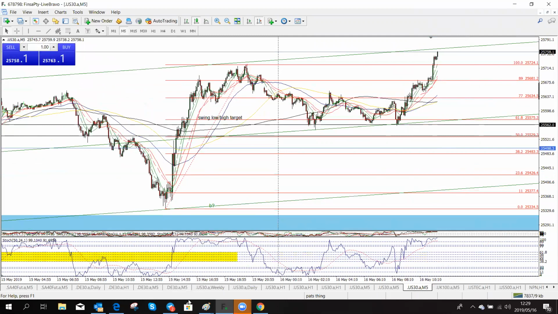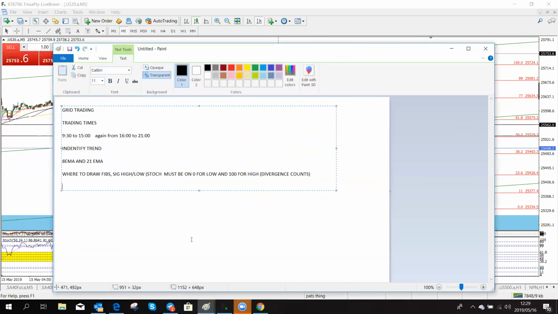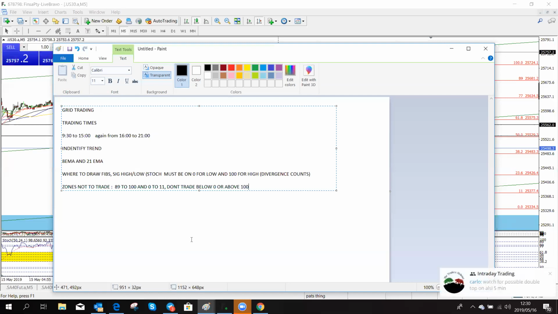Now, the next rule is zones not to trade: 89 to 100 and 0 to 11. We also don't trade below 0 or above 100. Now the reason for that is 0 to minus 127 or 100 to positive 127 is generally a very long target. So what we must do rather is, if we do break 100 like we just did on the Dow now, we're going to move the fibs.